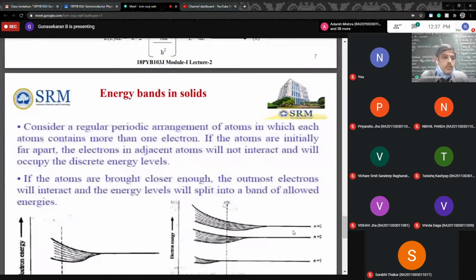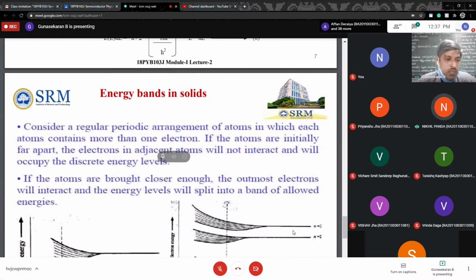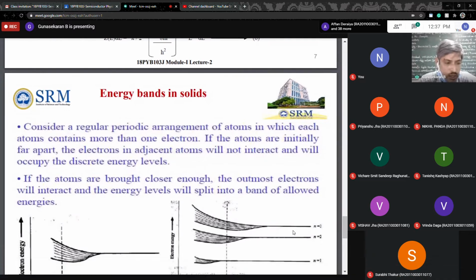For example, I will take the same sodium atom here, or instead of that, I think I will take silicon. What is the atomic number for silicon? Silicon atomic number is 14. The electronic configuration is 1s2, 2s2, 2p6, then 3s2, 3p2. Is it correct? Yes, sir.